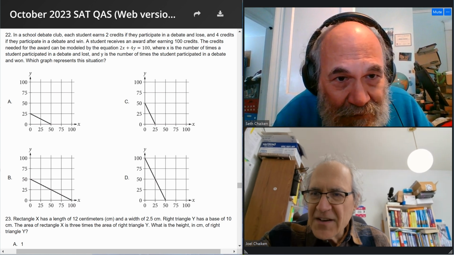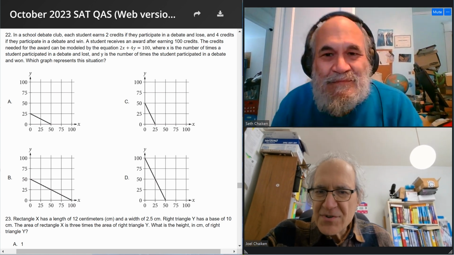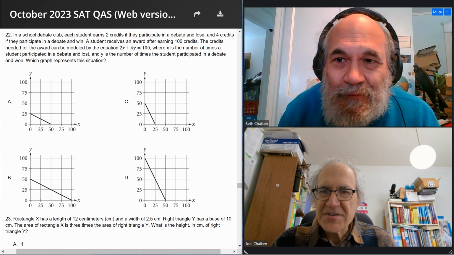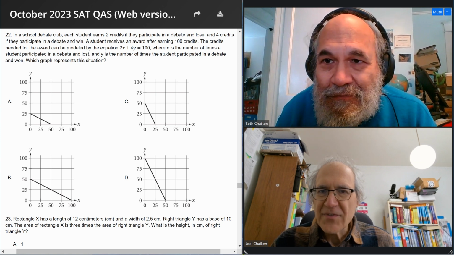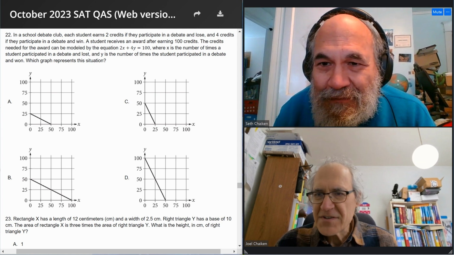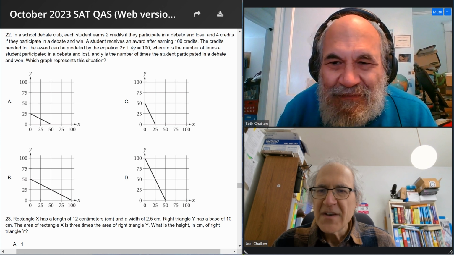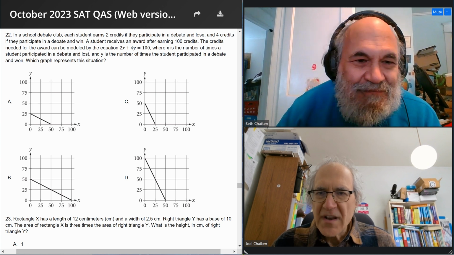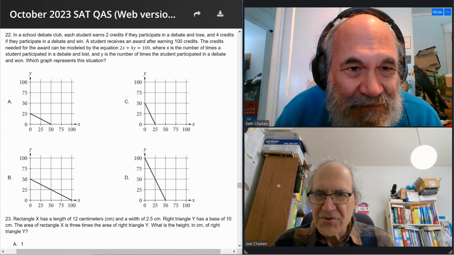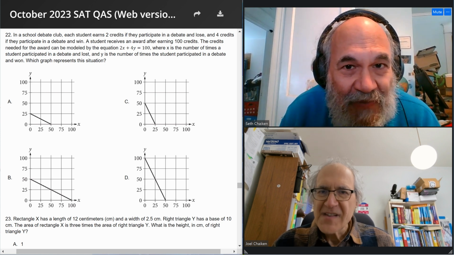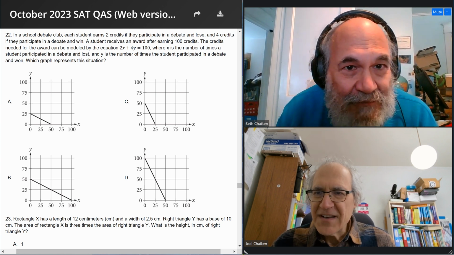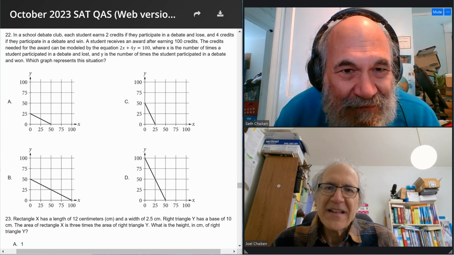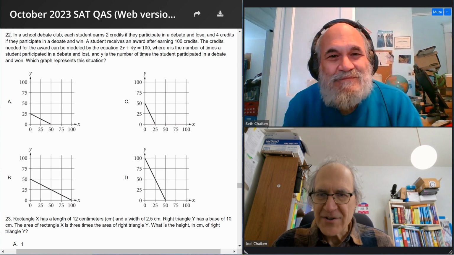Okay. In a school debate club, each student earns 2 credits if they participate in a debate and lose, and 4 credits if they participate in a debate and win. A student receives an award after earning 100 credits. The credits needed for the award can be modeled by that equation. Oh, this is great. They give you the equation.